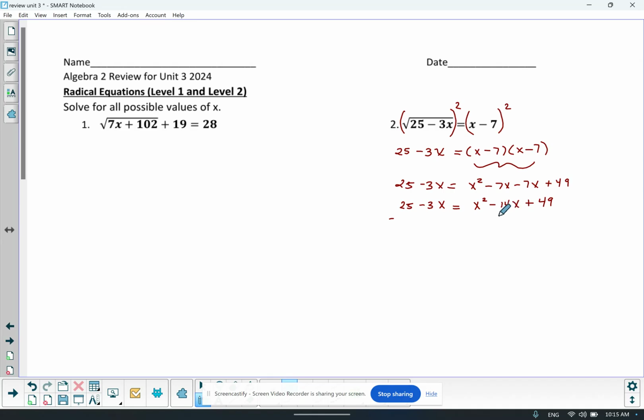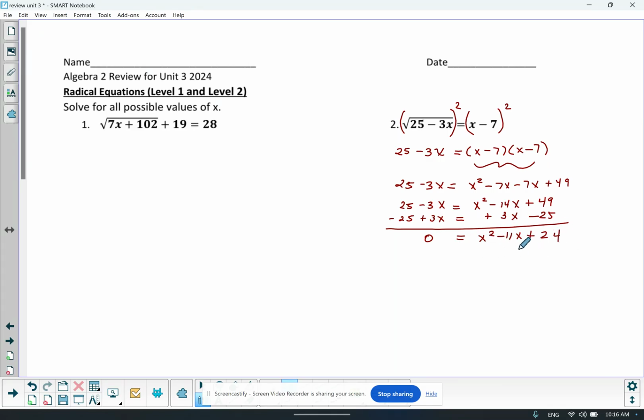need to place the equation into standard form since it's a quadratic equation. I know it's quadratic because I have an x squared term on the right-hand side. So I'm going to subtract 25 and add 3x to both sides of the equation. When I do that, the left-hand side becomes 0 and the right-hand side becomes x squared minus 11x plus 24.